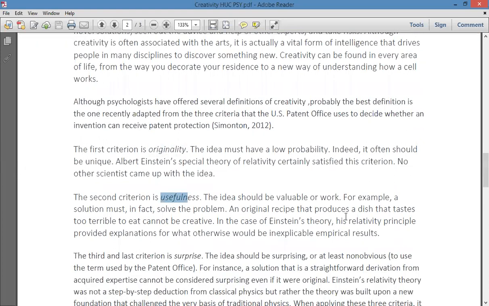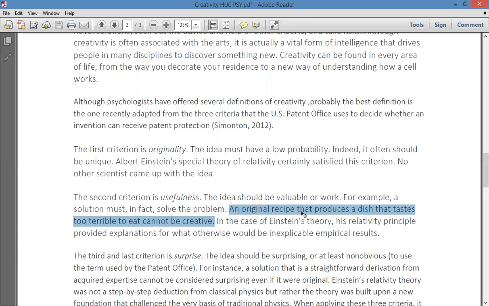An original recipe that produces a dish that tastes too terrible to eat cannot be creative. Now most of the people, what do they do? During this lockdown and quarantine time, all the people who are at home have become chefs, okay? Why? They cook new recipes, okay? And they upload them on YouTube, right?